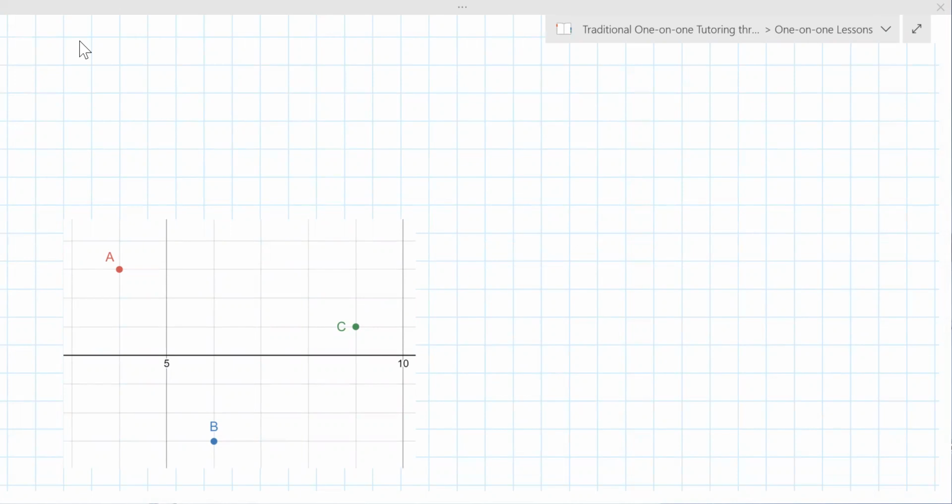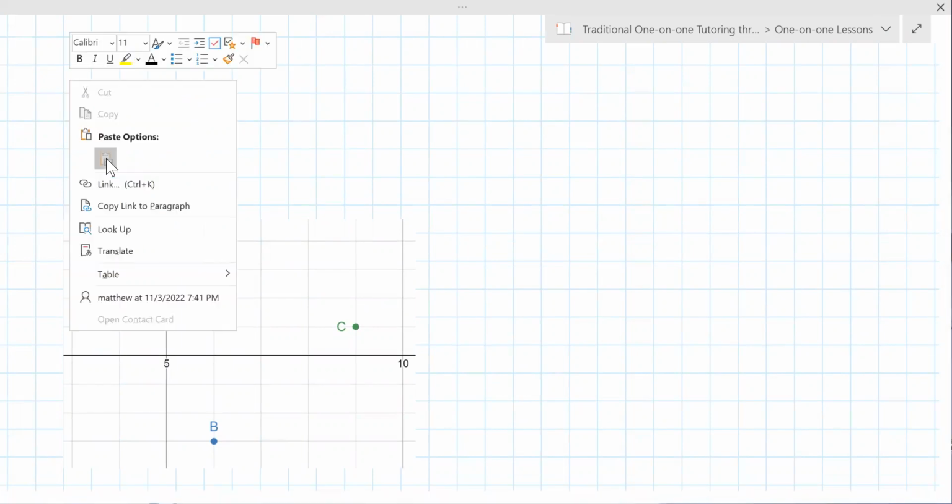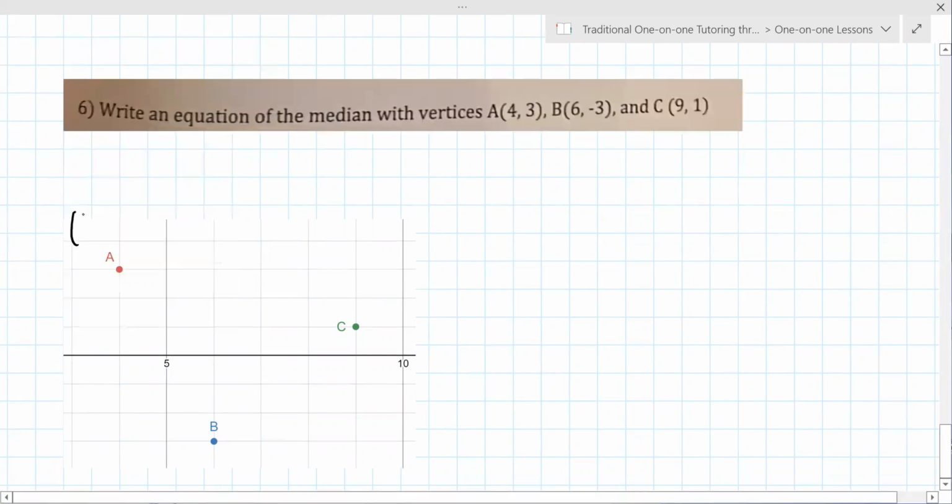Give me just a moment here. My screen is, there it is. Okay. So A is 4 comma 3. B is 6 comma minus 3. And C is 9 comma 1.